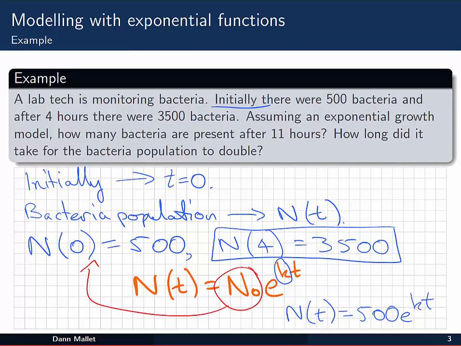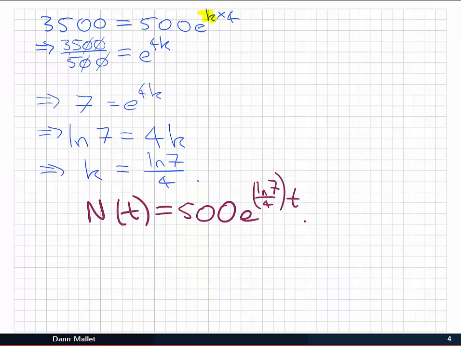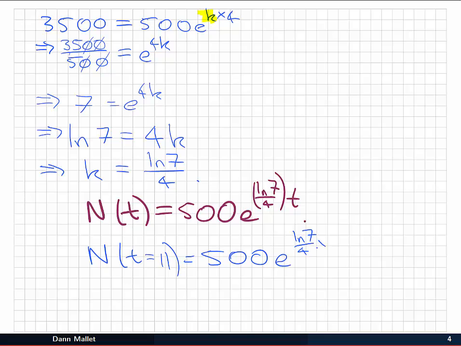Jumping back to the question, it then says how many bacteria are present after 11 hours. So in other words, what is N of 11? So all we have to do here is use our model where t is equal to 11 and substitute that value in. 500 e to the natural log of 7 over 4 times 11.